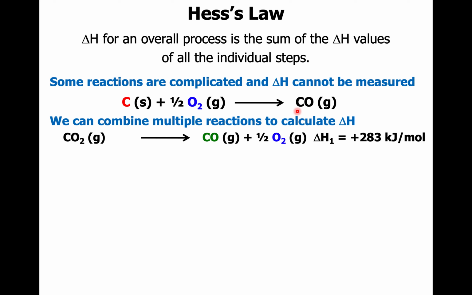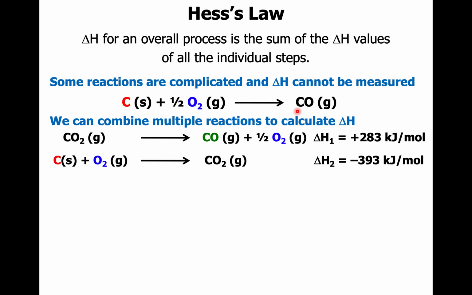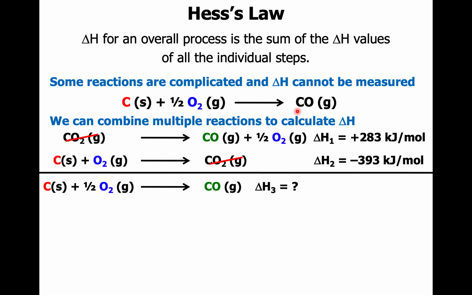For example, here's a reaction that could be provided to us. CO2 breaking down to carbon monoxide and an oxygen atom requires the input of 283 kilojoules per mole. Taking carbon and reacting with O2 to give us carbon dioxide releases minus 393 kilojoules per mole. If we take these two reactions, CO2 is both a reactant and a product, so we can cancel it out. And we're left with an overall reaction that carbon reacts with half of an O2 molecule to give us carbon monoxide, which is the reaction of interest for us.